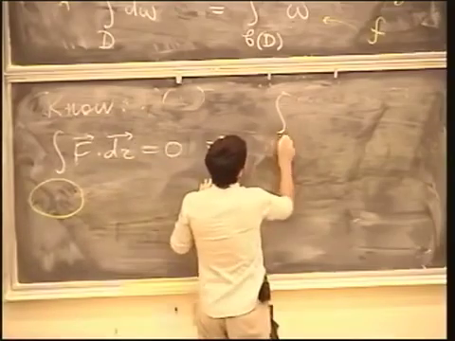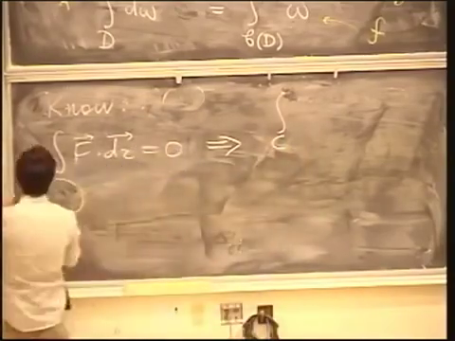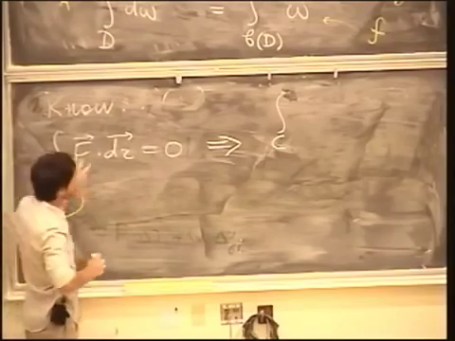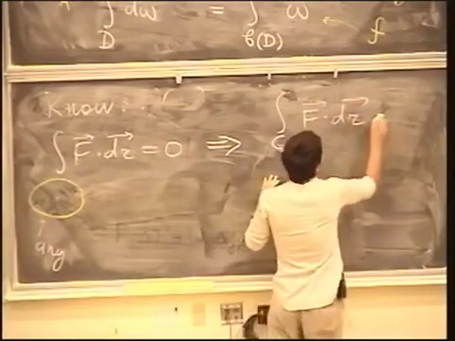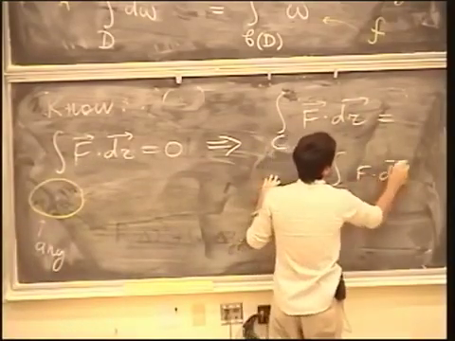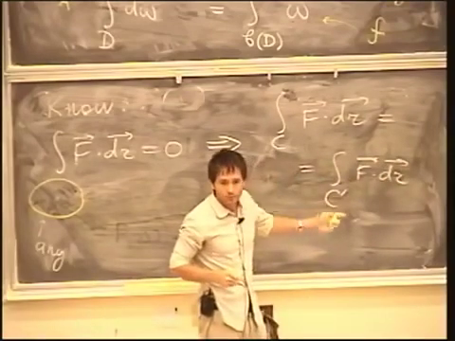Then I claim that this means that the integral over C, and here I mean really any closed curve anywhere. If I have an integral over some curve C, this will be equal to the integral over the curve C prime as long as they have the same endpoints. Right? How would I prove this?